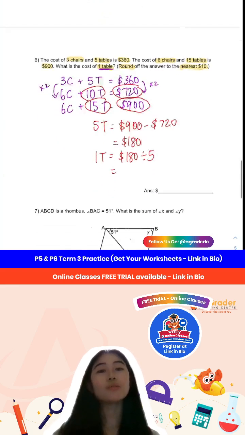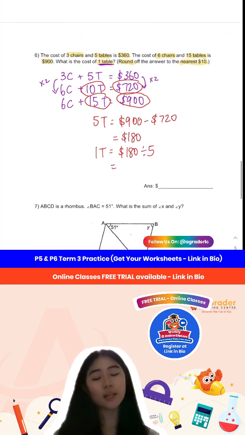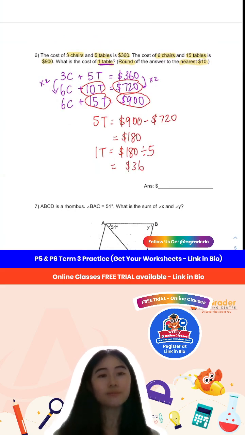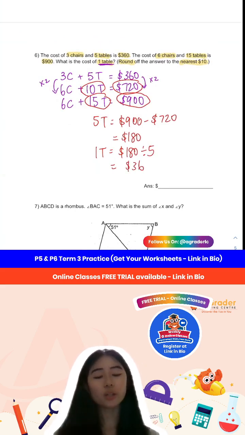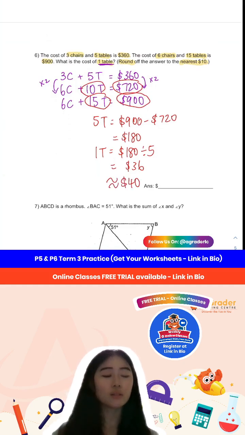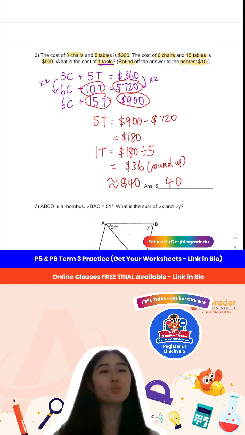Okay, so once you divide by 5, you get 36. And you are supposed to round it to the nearest $10. So you have to round up in this case. So round it up to $40 and then that's the answer, which most of you got correct. So very good.